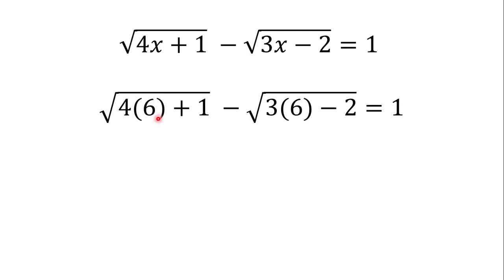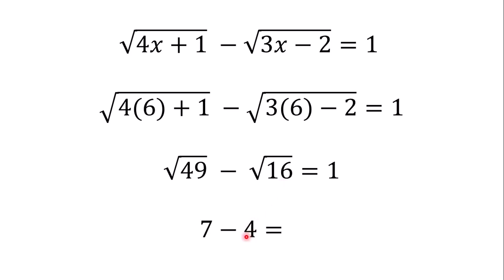Okay, 4 times 6 is 24, plus 1 gives us 25, so it will be root 25. 3 times 6 is 18. 18 minus 2 is 16, so it will be root 16. Alright, so root 49 is 7. Now root 16 is 4. Now 7 minus 4, is it equal to 1?